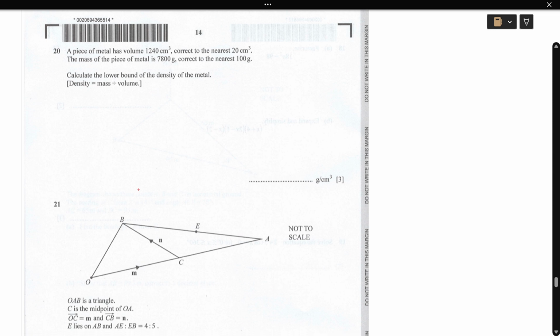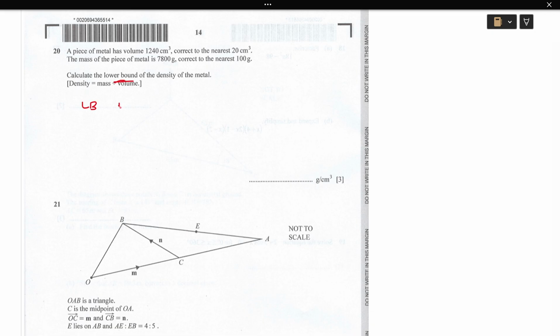Okay, a piece of metal has volume 1240, correct to the nearest 20 centimeter cube. The mass of the piece of metal is 7,800. Calculate the lower bound. The density formula is given, so we need to find the lower bound.